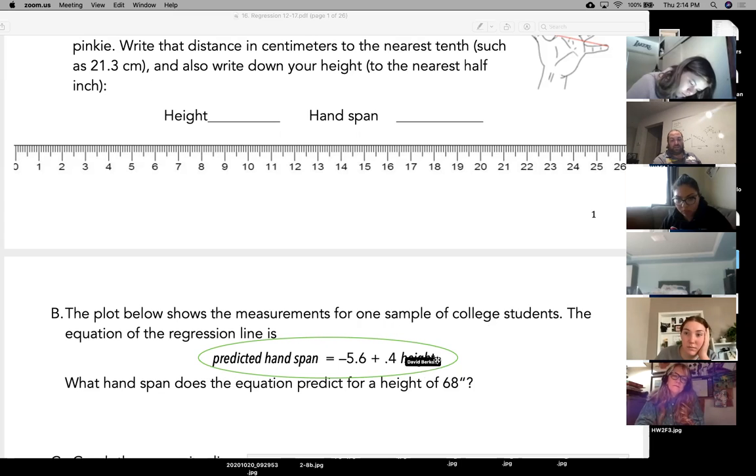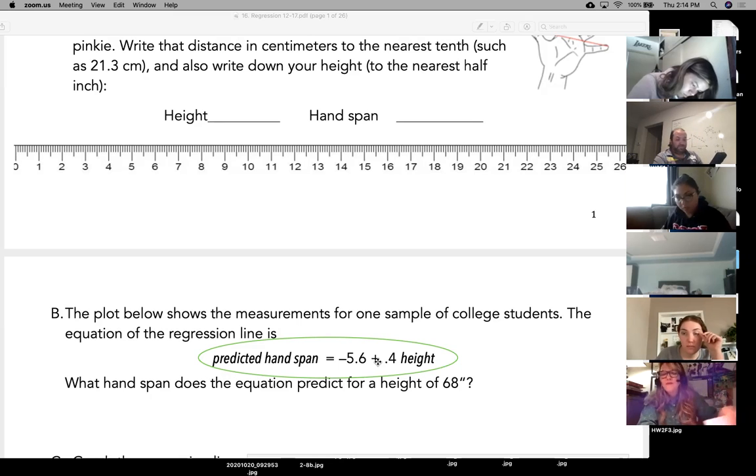But if we knew the height of the person, we can multiply that by 0.4, add it to -5.6, and that would give me the predicted handspan. So what handspan does the equation predict for a height of 68 inches? You would just plug in 68 into the height. So 0.4 times 68 and -5.6 plus that. Let's go ahead and do it.